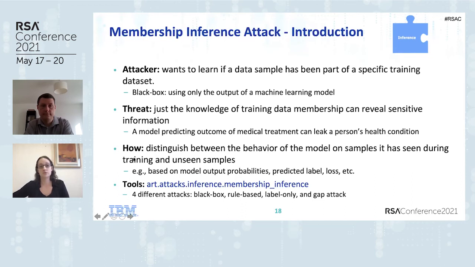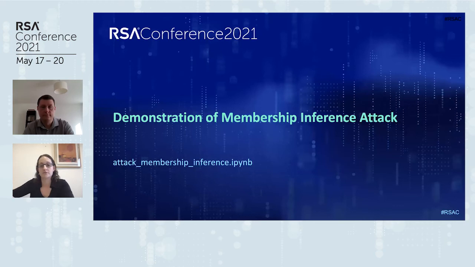And the way that these attacks usually work is they try to distinguish between the behavior of the model on samples that it has seen during training and samples that it hasn't seen. In the case of black box attacks, we do this based on the output of the model. So this can be either a probability vector, a single predicted label, the loss of the model, et cetera. And in ART, there are 4 different implementations of membership inference attacks. All of them are black box attacks, and these are their names. And now I'm going to demonstrate one of those.